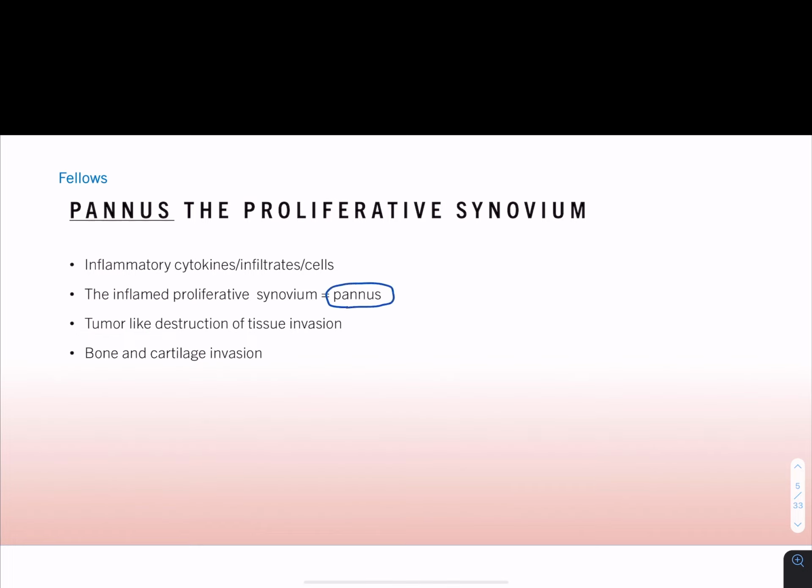Pannus can invade bone and cartilage, leading to the destruction of the joints. When you consider a tumor growing in the body, you can consider the potential destructiveness of the tumor to neighboring tissues and organs. This is what happens similarly with pannus.